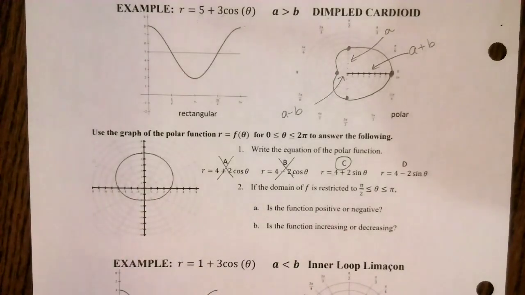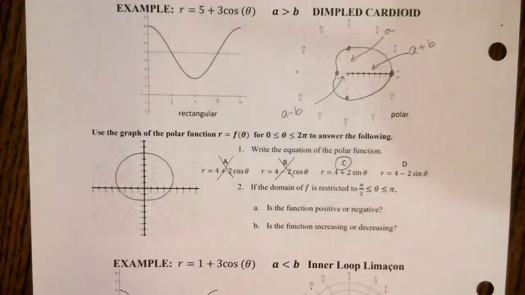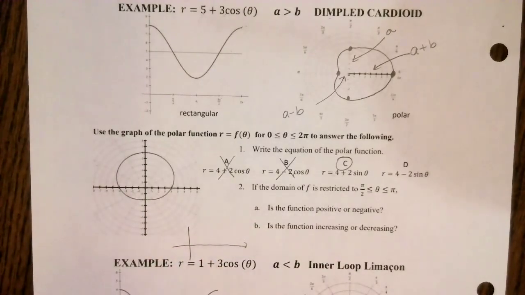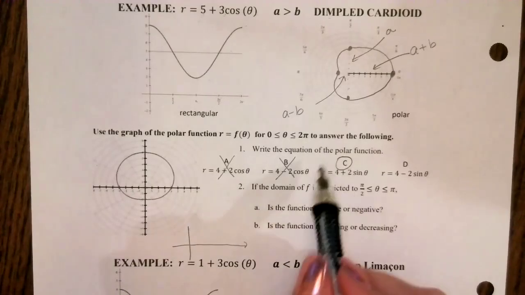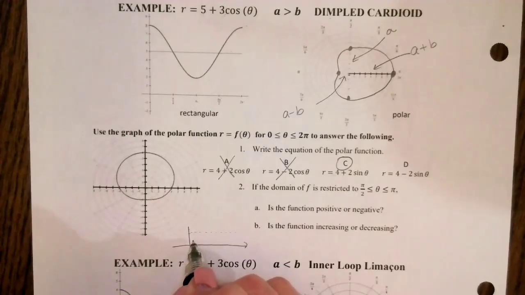All right, the next question says if the domain of f is restricted to pi over 2 to pi, so we're talking about this part of the graph right here. Is the function positive or negative? And is the function increasing or decreasing? So this is a little bit harder to see on the polar graph. So I would encourage you to sketch a picture on the rectangular. So now that we've picked what the equation is, we see that the midline is at 4.